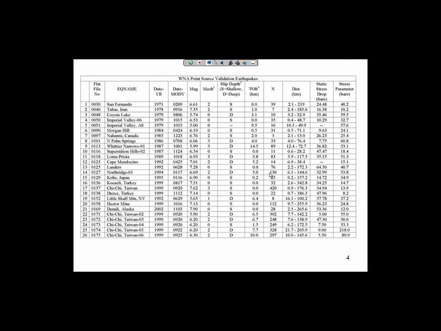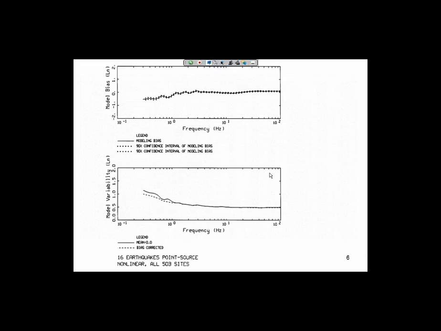So this is basically the data set we're looking at, and then we're going to just show the results of some of the analysis. So this is looking at 16 point source. This is data from earlier on, and this is nonlinear soil response at 503 sites. The top slide shows the modeling bias. And if you have a perfect model, you'd want to have it at zero bias. And basically, we're very close to zero bias out to about 1 hertz.